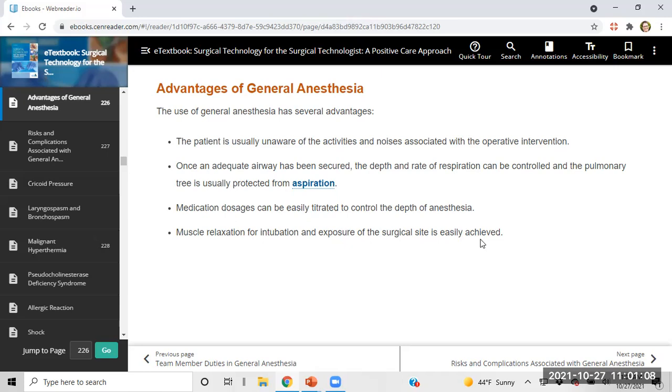And then the muscle relaxation is important because intubation and extubation is challenging if a patient is awake, because the muscles are responding to that invasive procedure. And then, of course, it's easy to access the surgical site.